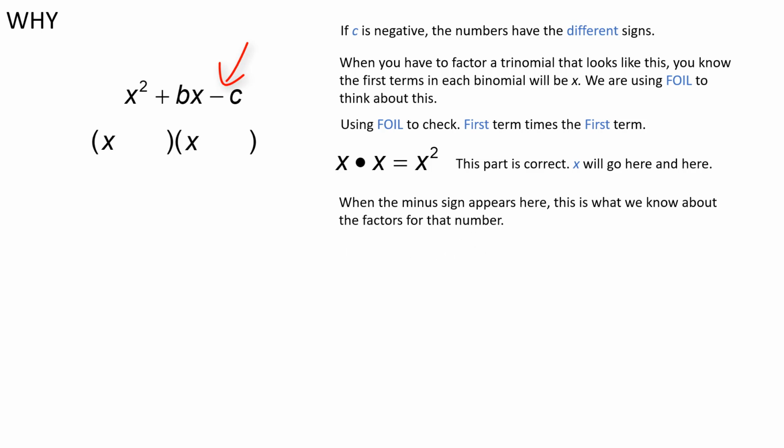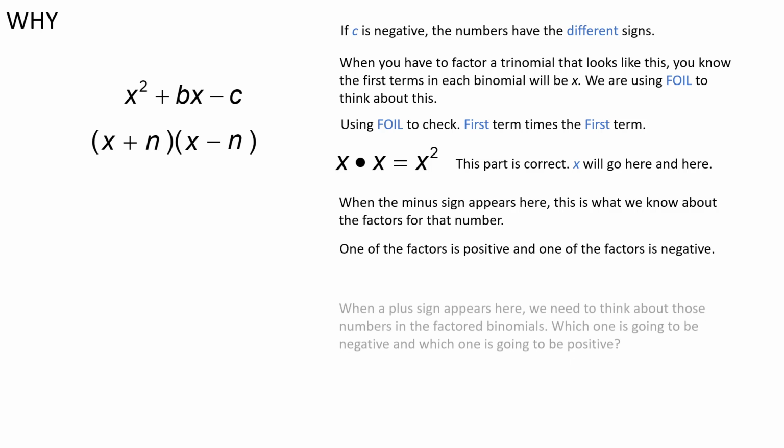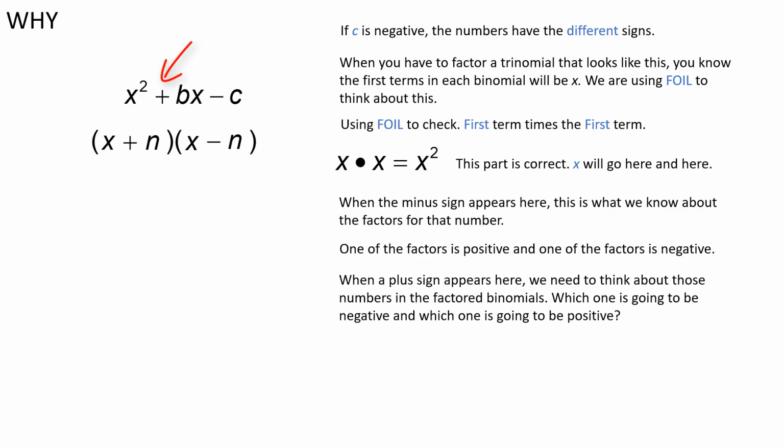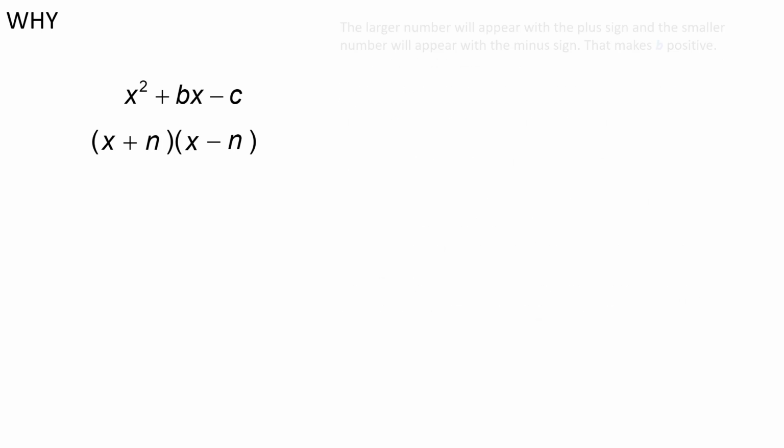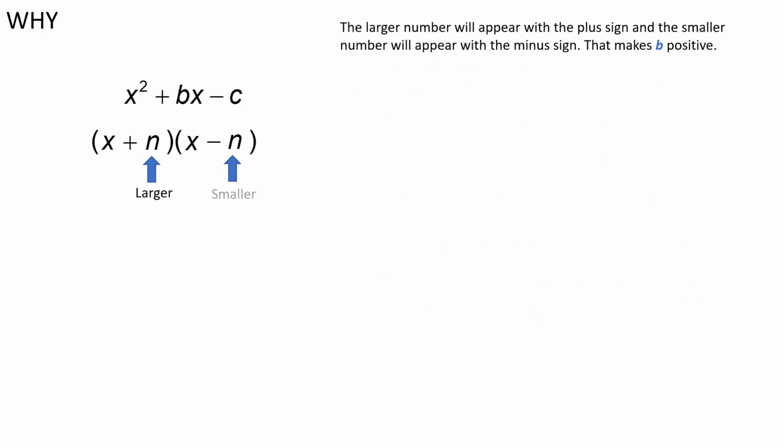When the minus sign appears here, this is what we know about the factors for that number: one of the factors is positive and one of the factors is negative. When a plus sign appears here, we need to think about which number is going to be negative and which one is going to be positive. The larger number will appear with a plus sign, and the smaller number will appear with a minus sign. That makes b a positive number.